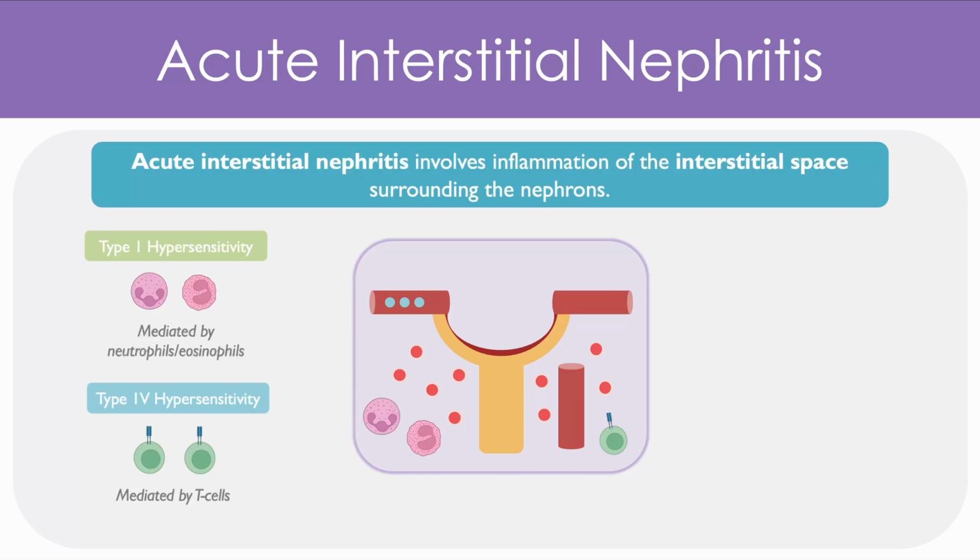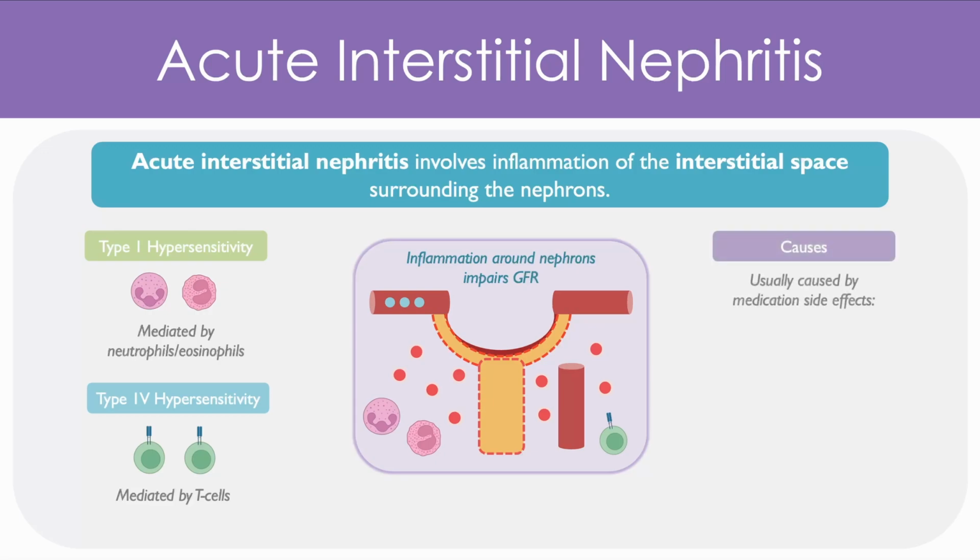In both of these cases, the inflammation affects the nephrons and impairs the GFR, so again, substances aren't filtered as efficiently. The most common cause behind acute interstitial nephritis is usually related to medication side effects. So for example, medications such as NSAIDs, penicillins, and diuretics. In some instances, there might be some infections which also lead to an overloaded inflammatory response.